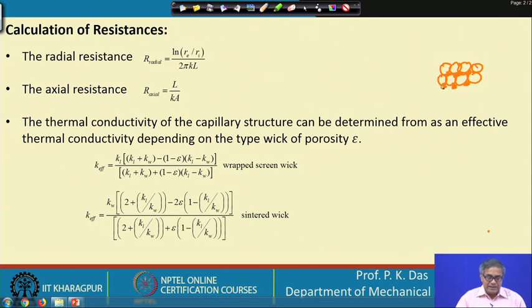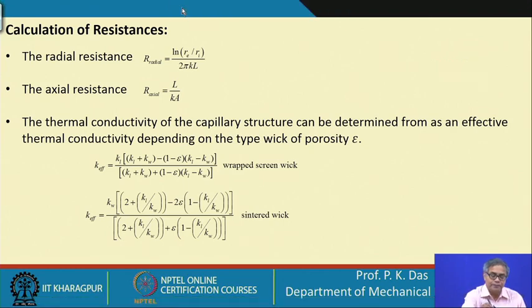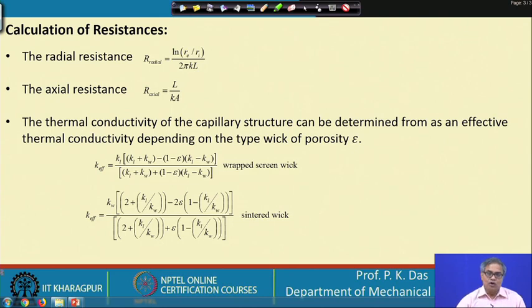So, if it is that, then we have to have some sort of effective conductivity. Now, effective conductivity we can have by this formula. Two formulae have been shown. The thermal conductivity of the capillary structure can be determined. So, in case of wrapped screen wick, we will have this kind of formula, where K_l is the liquid conductivity, K_w is the solid conductivity, and epsilon is the porosity. Similarly, for sintered wick we will get another formula. So, this is how we will get the conductivity.